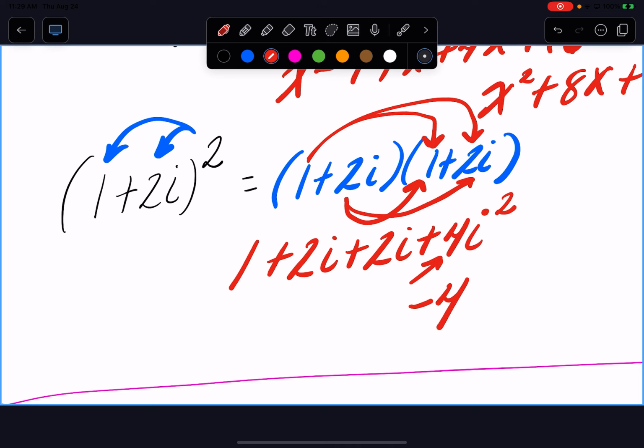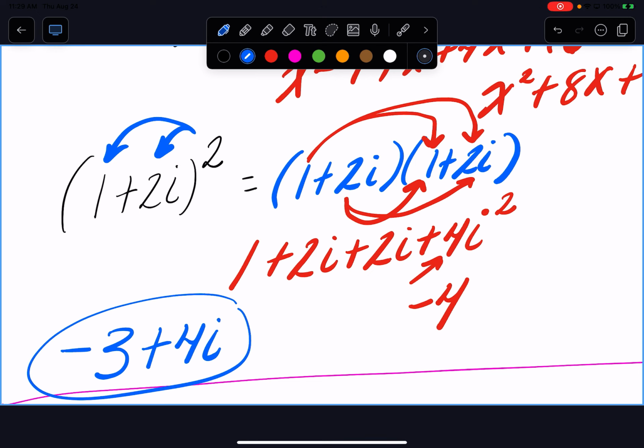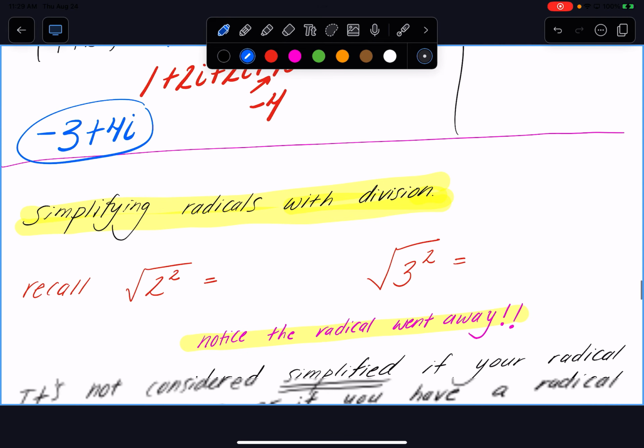A negative 4. I'm really impressed that you're able to just jump to that at this point. Do you guys see how they're jumping to that? Because they're doing in their head, that's positive 4 times negative 1, which is negative 4. Now combine real numbers to real numbers. 1 minus 4 is negative 3. Combine imaginary to imaginary. Positive 4i, right? All right, cool.